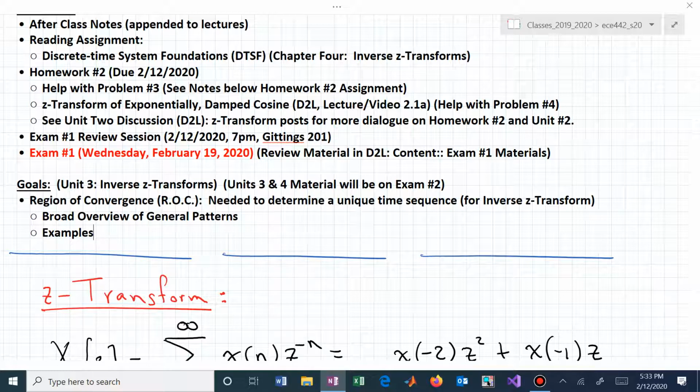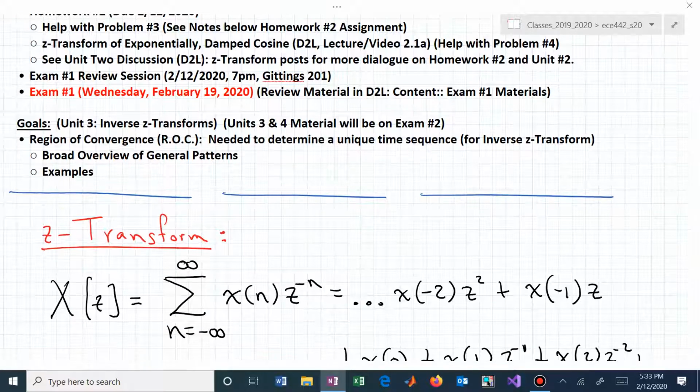In 1 week from today, we will have our first exam in this class on the 19th of February. As I said before, today what we want to do in this lecture is look at the inverse Z transform. And that's going to be in Unit 3. And Unit 3 and 4 material will not be on Exam 1. That will be on Exam 2.